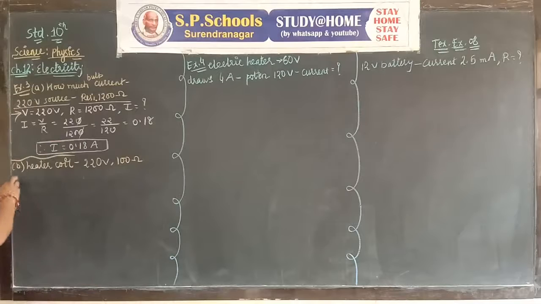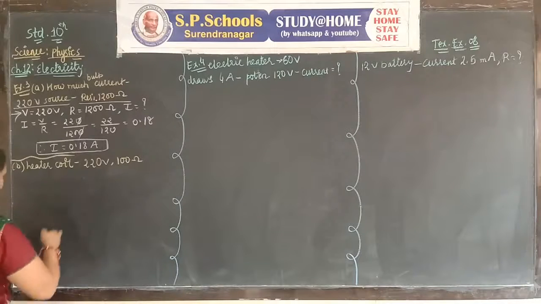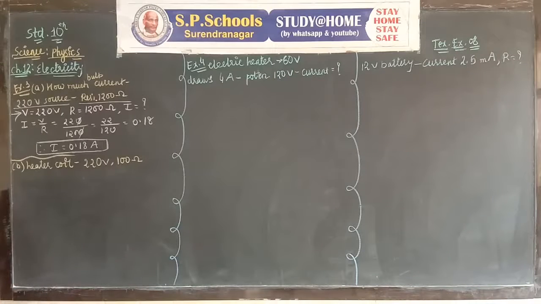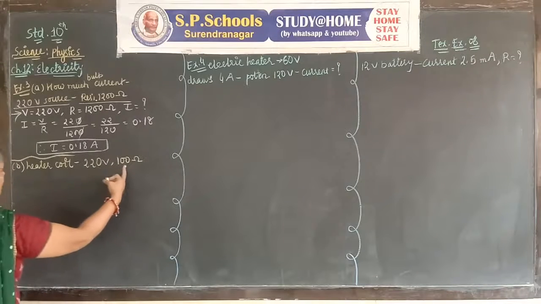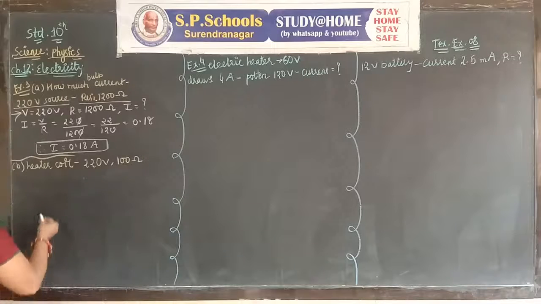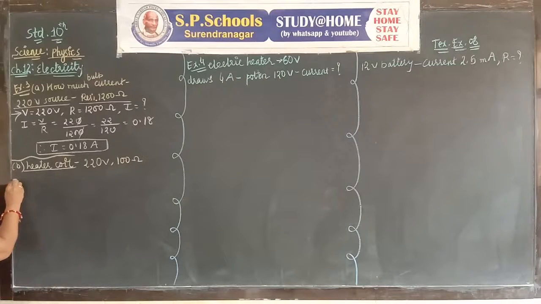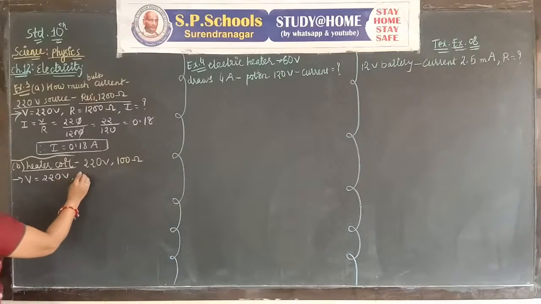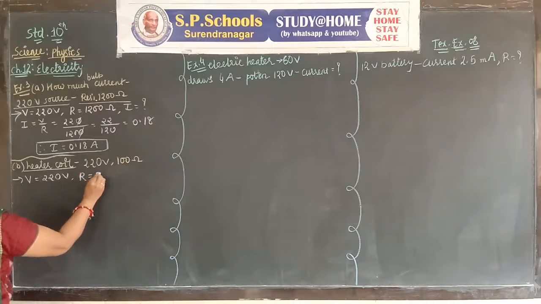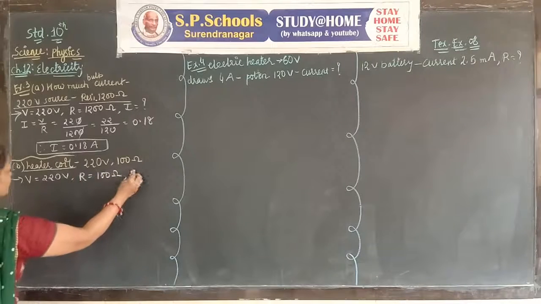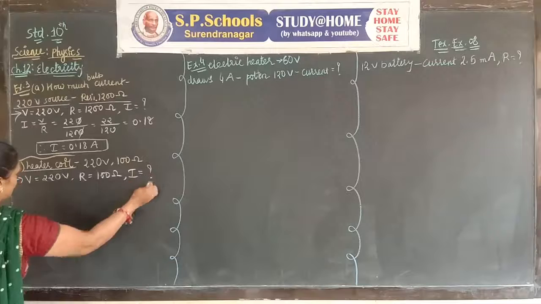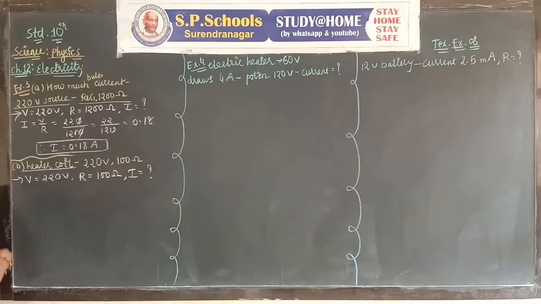Then in B, the information is given: the same potential difference, 220 volt, but the resistance is different, 100 ohm, and we find the current in the heater coil. So we put V is equal to 220 volt. The resistance is given as 100, and in the same way as the previous example, we find the electric current. How much electric current will be passed?